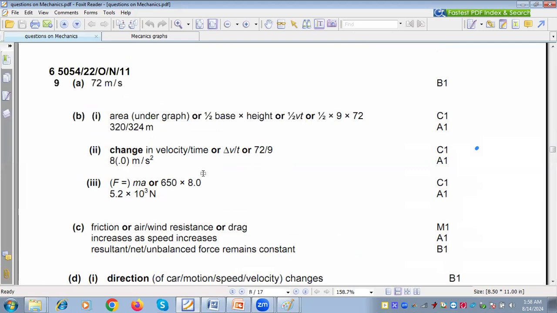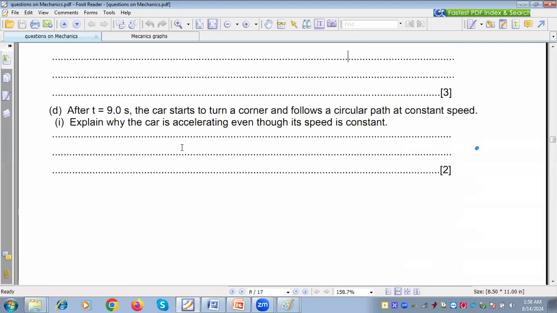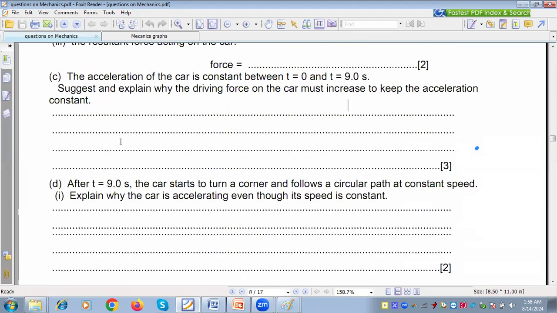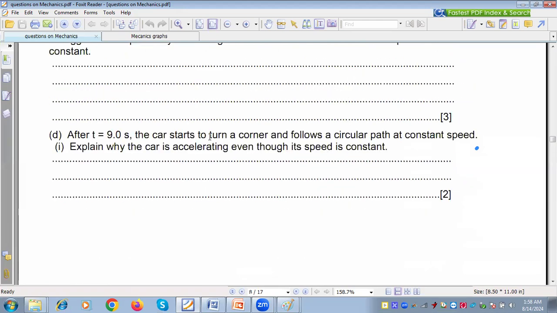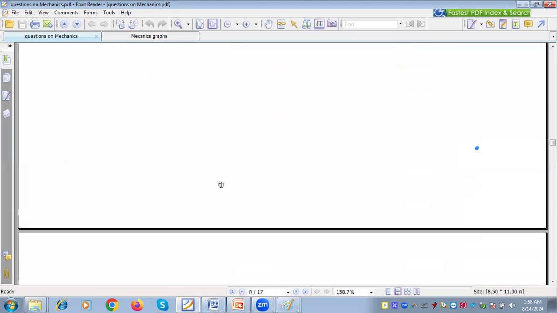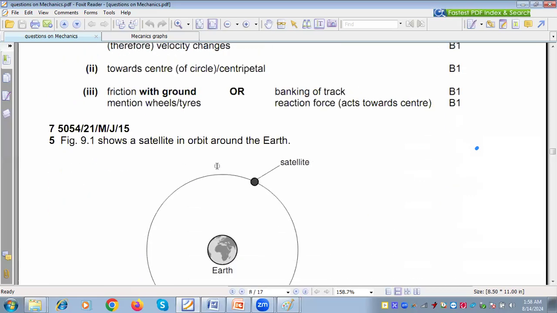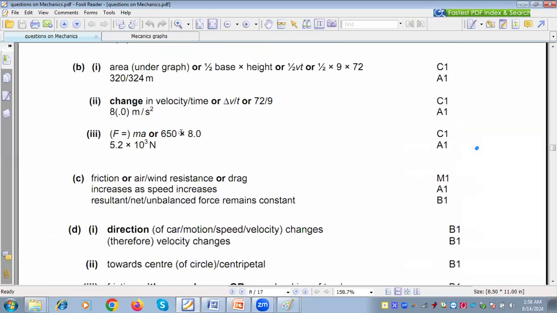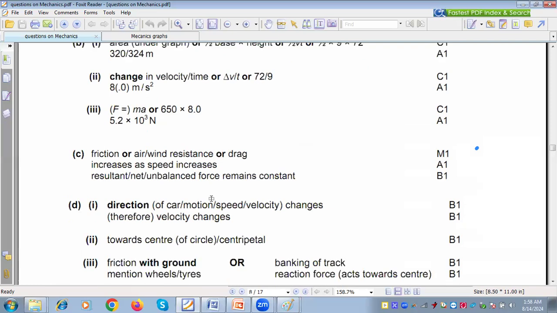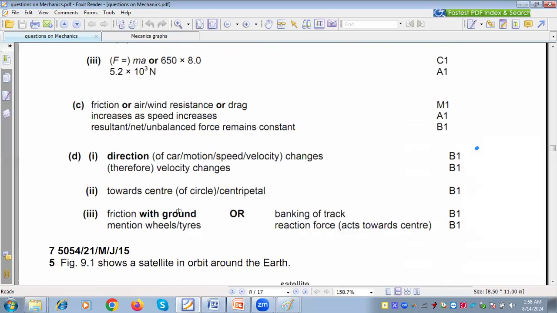Okay, I think I skipped a part of the question. This part: at 9 seconds, the car starts to turn a corner, following a circular path. Why is the car accelerating even though the speed is constant? Because the resultant force is acting towards the center. That is the centripetal force.